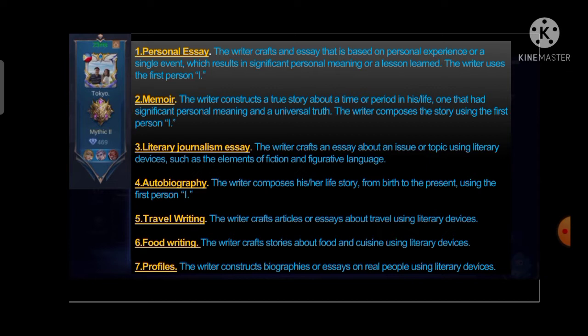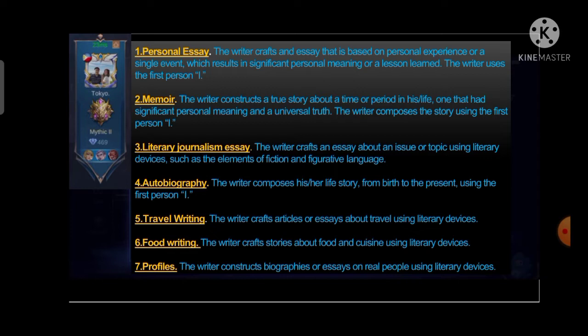Second is memoir. It contains personal experience of the narrator. It could include many scenes of a place or an encounter with a person, and also the writer composes the story using the first person I.